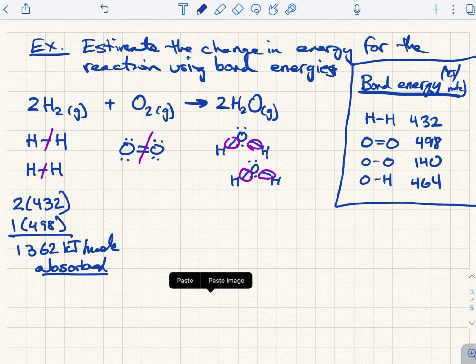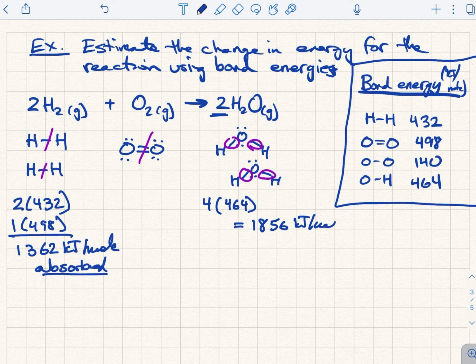Now notice we've got a coefficient of 2 waters. That's why I drew 2 of them. Each water has 2 O to H covalent bonds, right? So overall, you've got 4 of those O to H bonds that are getting formed, right? So that's going to come out to be 4 times 464. That's going to be 1,856 kilojoules per mole, and that's being released, right?